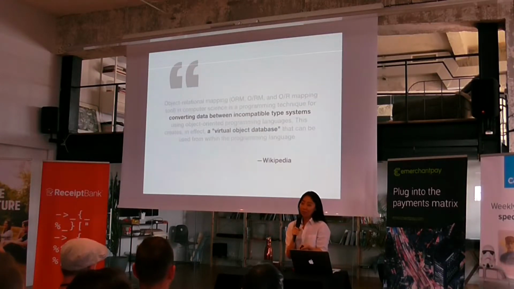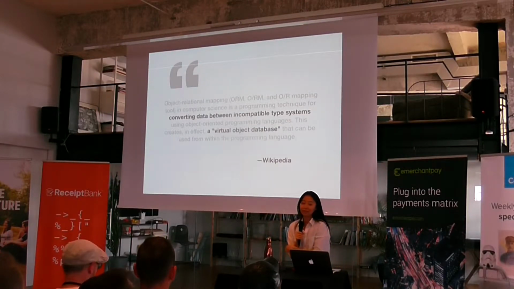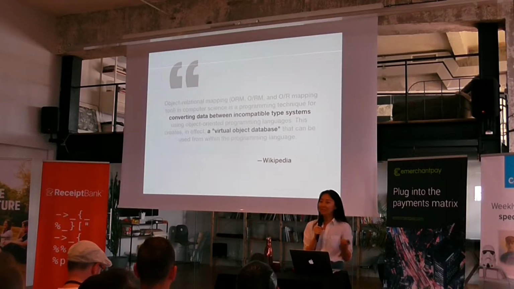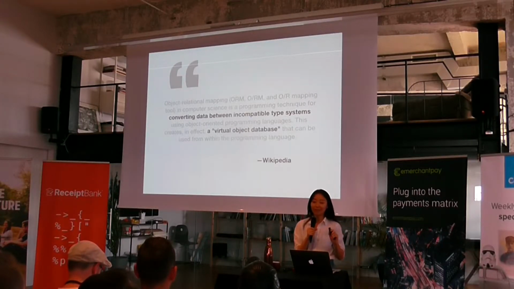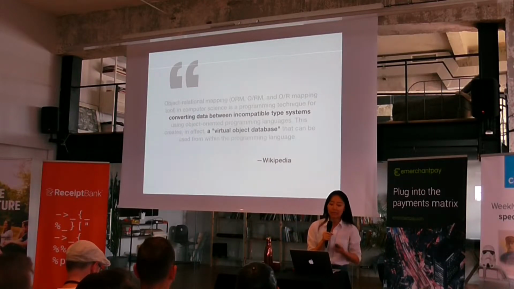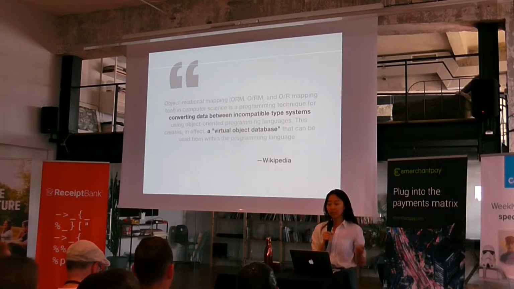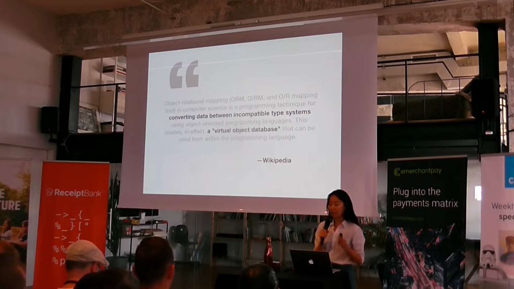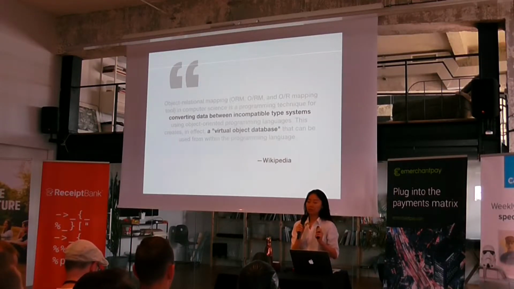And an ORM, here's the Wikipedia definition. I read it and it didn't really make all that much sense to me, so I'm going to point out some of the key bits and then we'll break it down a little bit. It's a technique for converting data between incompatible type systems to create a virtual object database. So basically it's the interface between your database and your programming language, which might be Ruby, your business logic and all of that stuff.